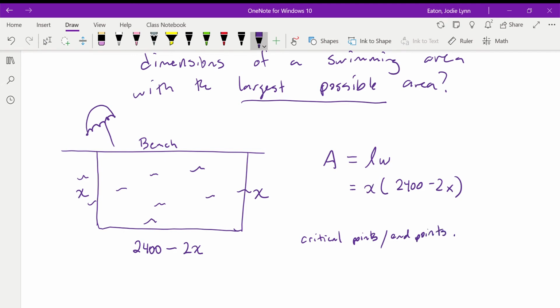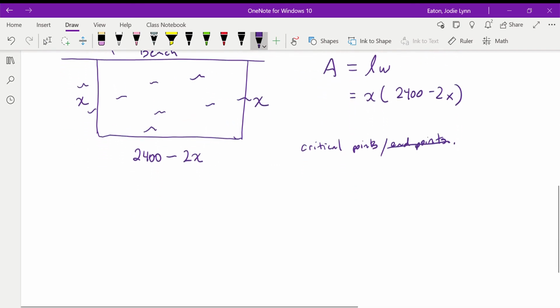The endpoints are going to be x equals 0 or x equals half of 2400. x equals 0 because you can't have anything that is less of a rectangle than a straight line. When x equals 0, our area is 0. When x equals 1200, our area is also 0. So the endpoints are not viable options in this case. We're not going to have a rectangle that is really just a straight line. That doesn't have any area at all, so it's not useful for us.